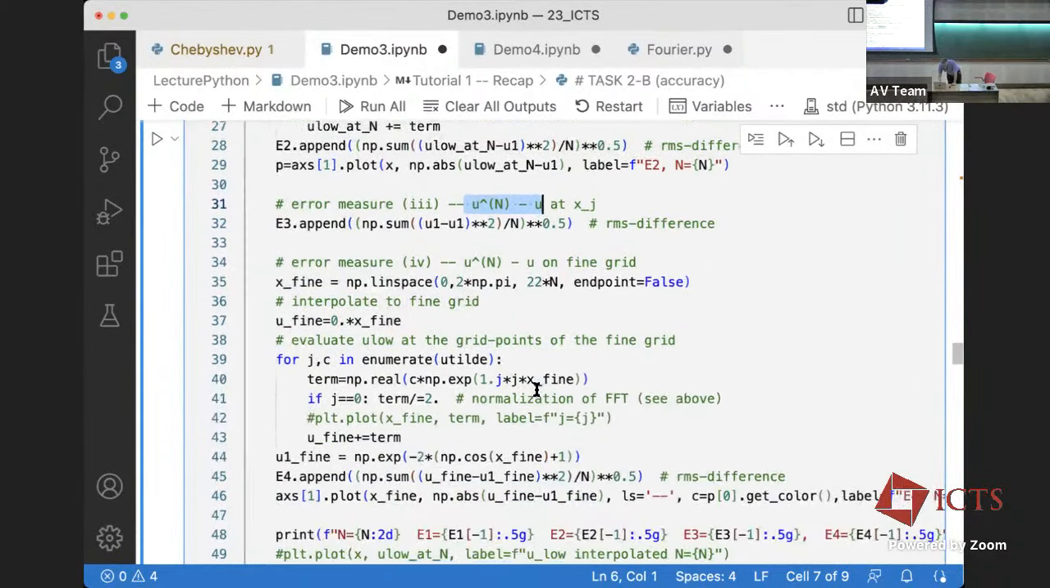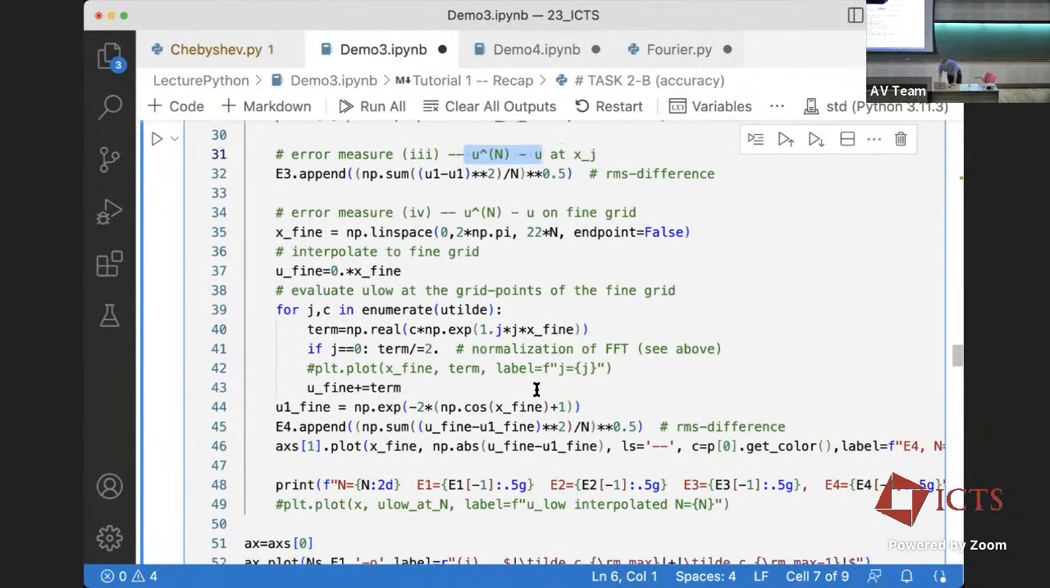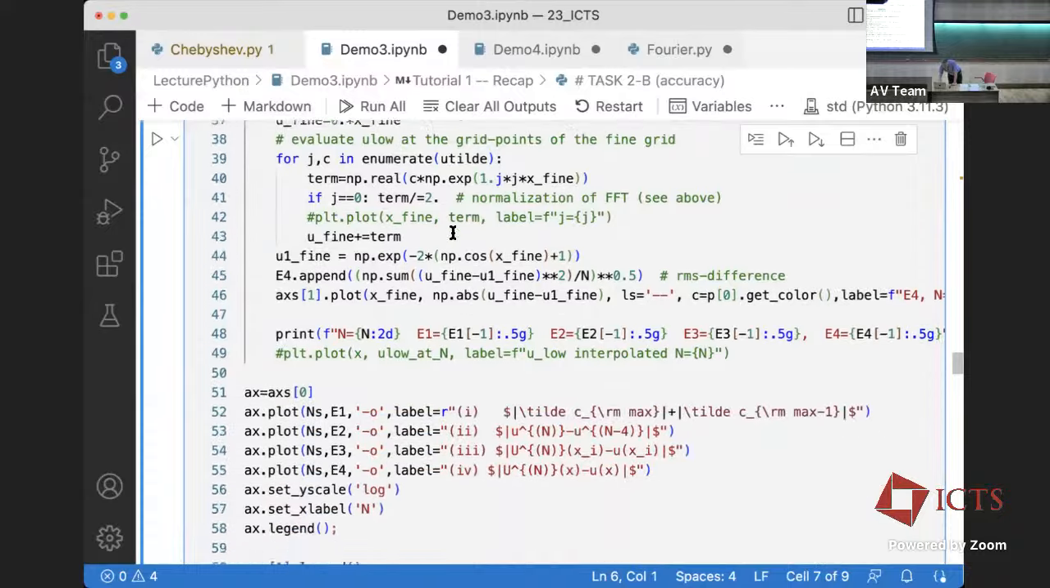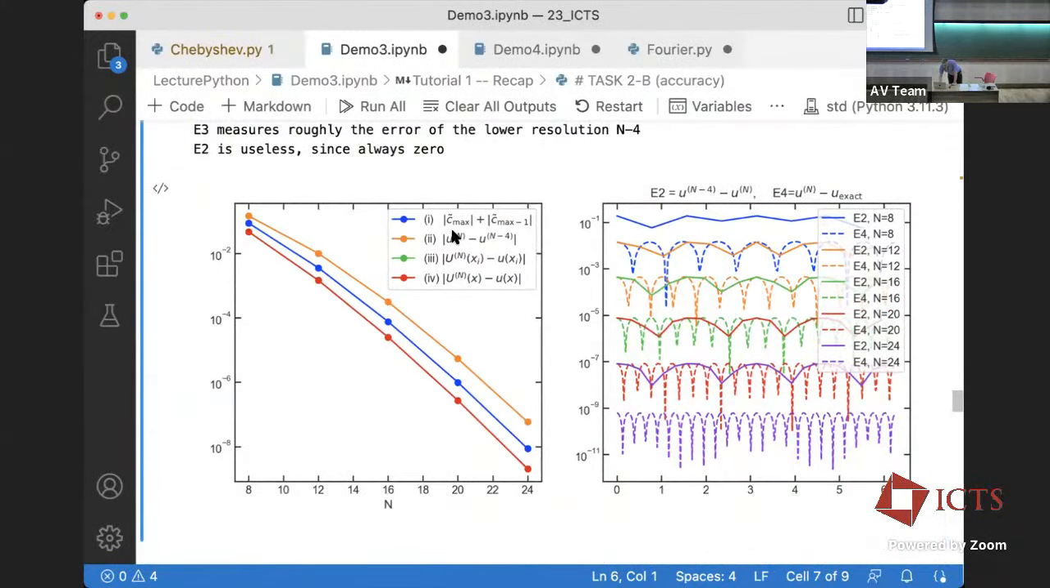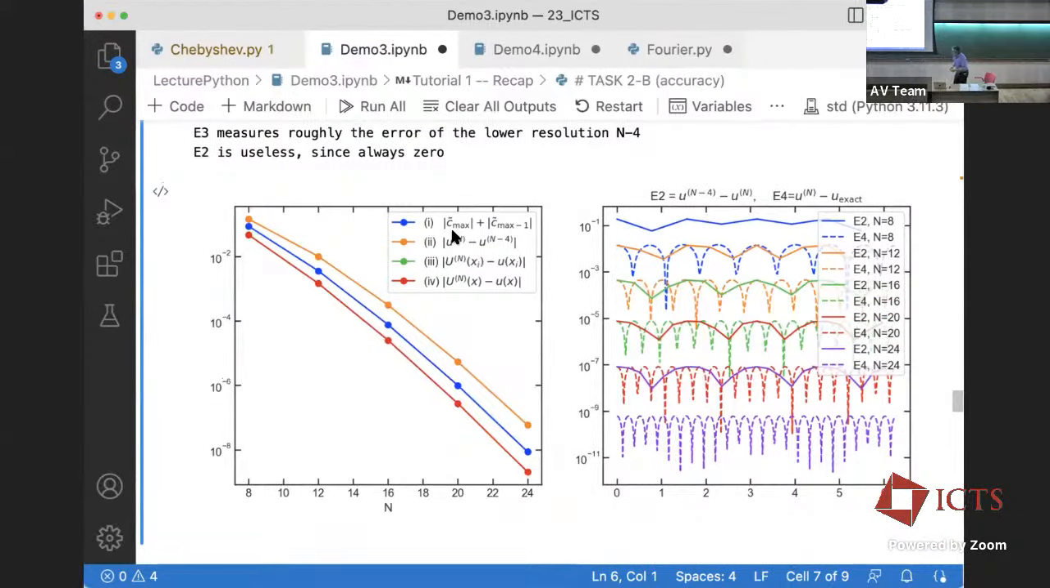And the fourth measure is again using interpolation, but this time you're taking u_n on a finer grid. Let's not worry about this. This is another complicated piece of code. And let's look at the results that we have here.